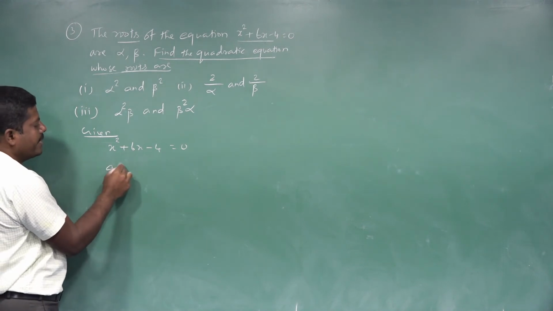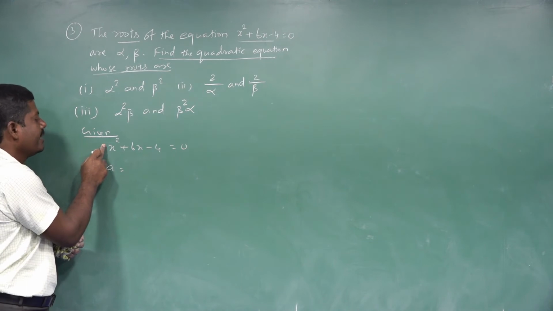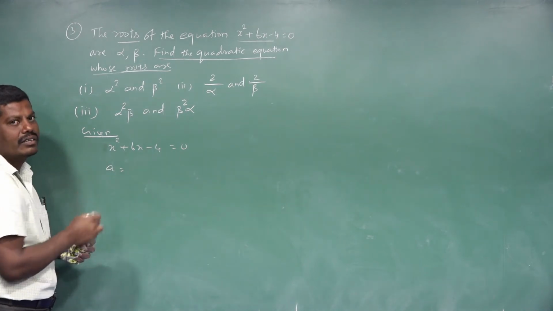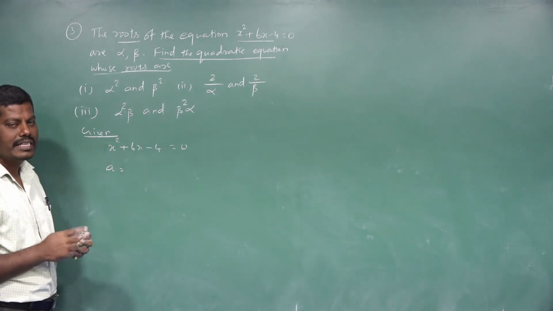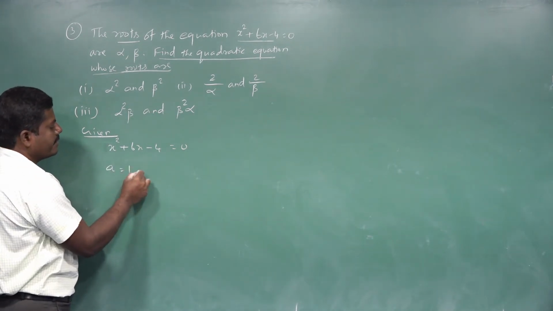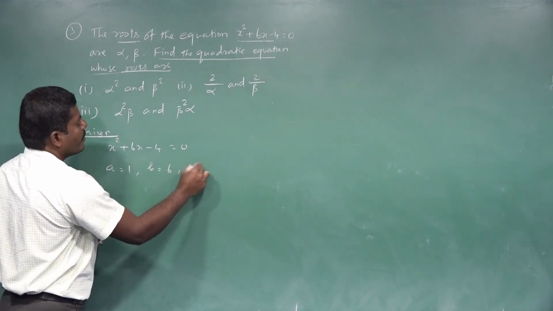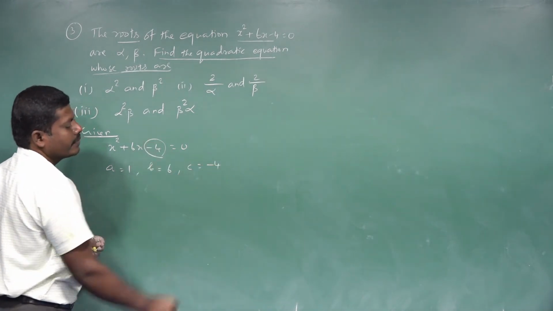Here the value of a is coefficient of x square. Here no coefficient is there, so we can take 1. Nothing means 1 is there. Understand? So a value is coefficient of x square, 1. b value is coefficient of x, 6. c value is constant, minus 4. Understand?